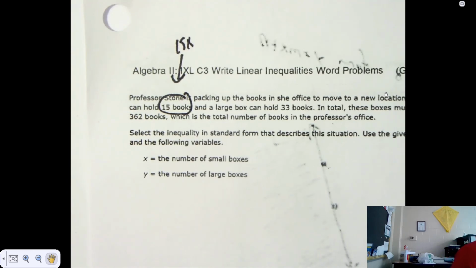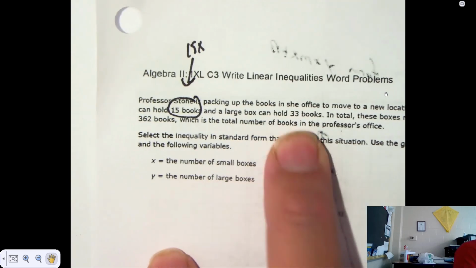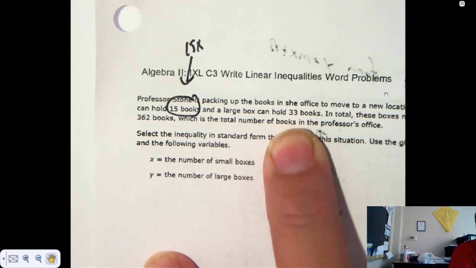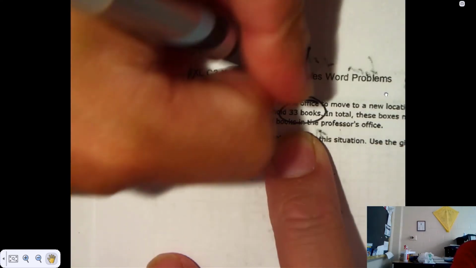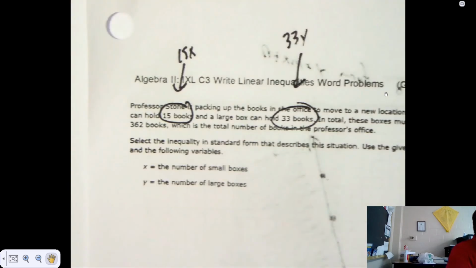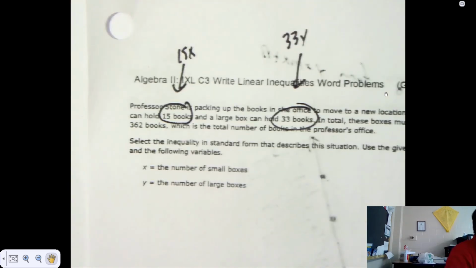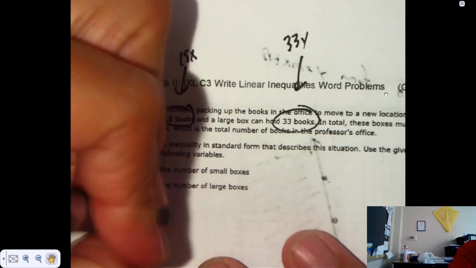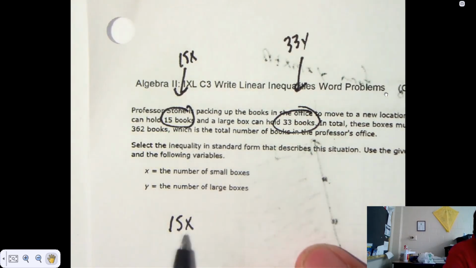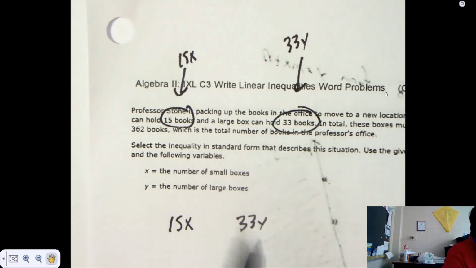The large boxes are called Y, and I see 33 books. I see 33Y. That's what I see. Now the goal is to hold how many books? At least. Okay? I can hold 15 books per box here. I can hold 33 books per box there.